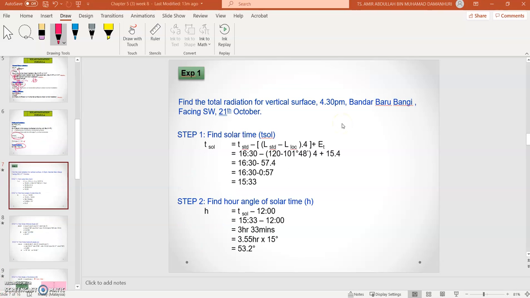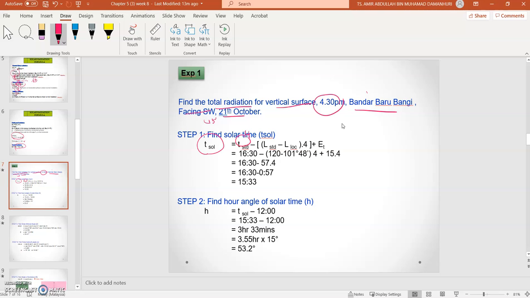Alright, for the first example, we want to find the total radiation for a vertical surface at 4:30 p.m. at Bandar Baru Bangi, facing southwest, so it should be 45 degrees, on the 21st of October. This one I can go fast because I know you guys are already familiar with finding solar time until the angle of incidence. So the first one we have to find is the T sol.